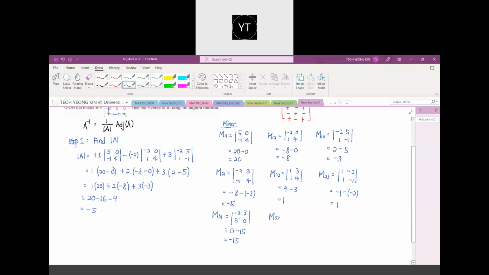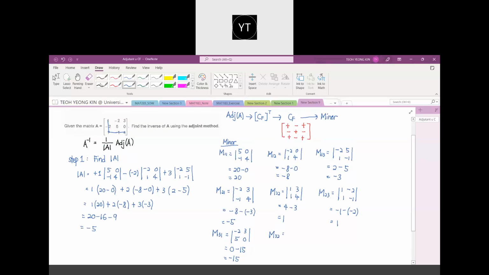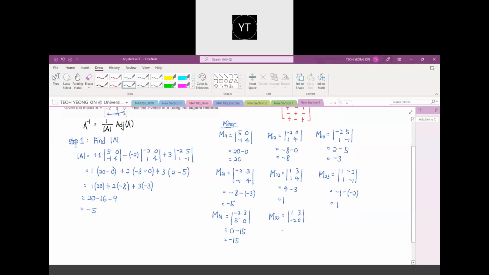M32. And close this line. So we have 1 and 3. And then negative 2 and 0. So 1 times 0, 0, minus 3 times negative 2, negative 6. So negative, negative, positive 6.